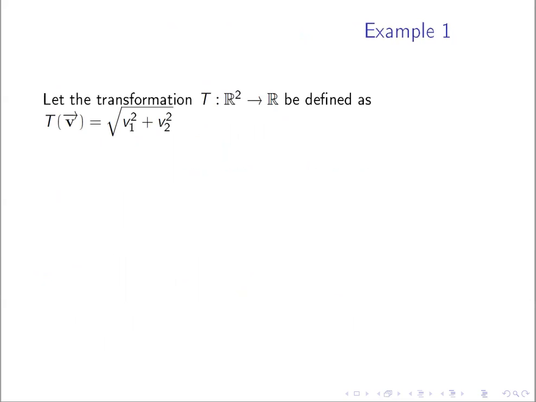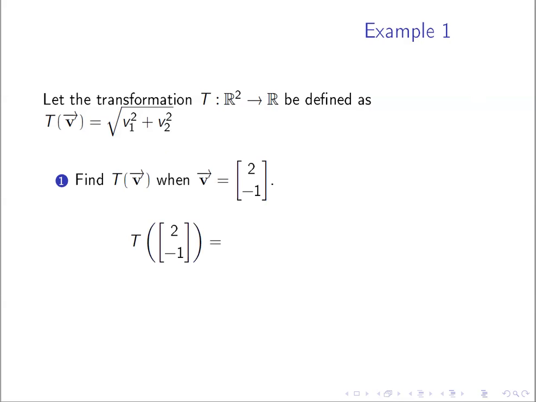Now, let me demonstrate this by doing an example. Example one: I have a transformation that goes from R2, so I have two values I'm inputting, to R, as defined by taking the square root of the first term squared plus the second term squared. To demonstrate this, let's look at a single value. Let's execute T on the vector (2, -1). By the way, you may recognize this as the distance formula.